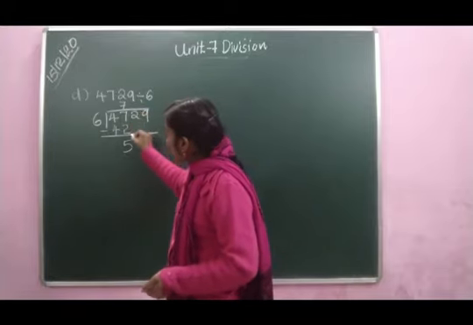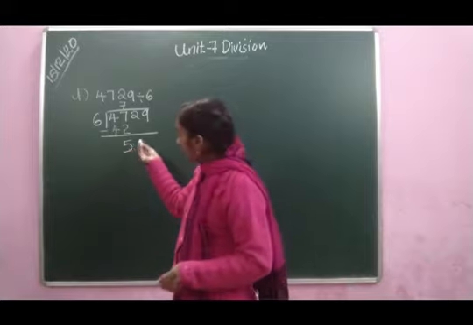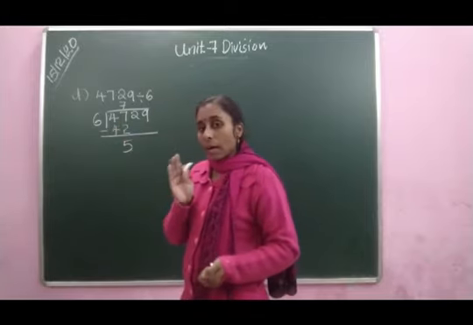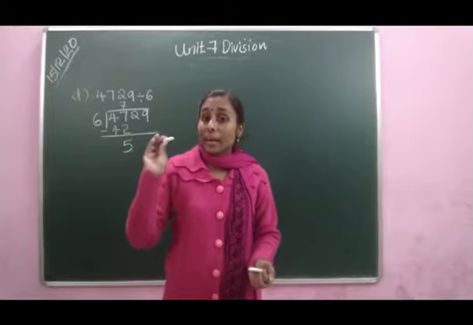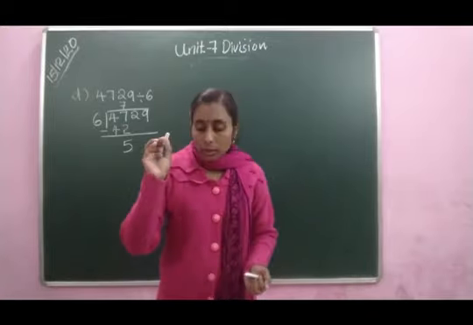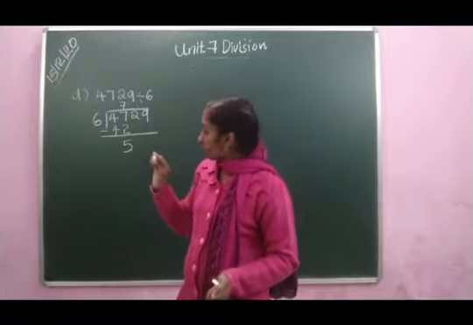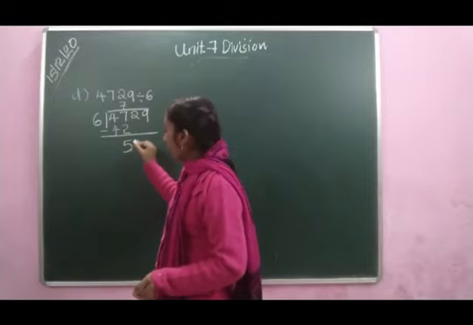After the first division we have got 5. This 5 is smaller than 6. Only then will our answer be correct. Whenever we do the subtraction, the difference should be smaller than the divisor. Here 47 minus 42 we have got a 5.